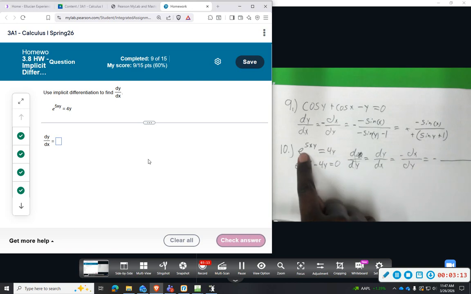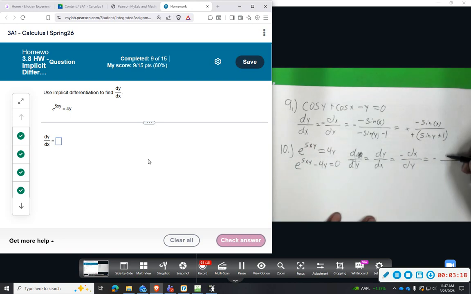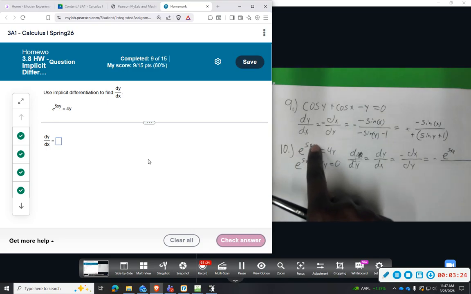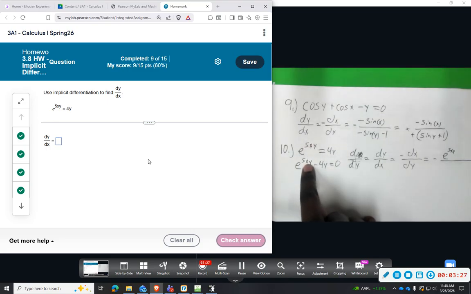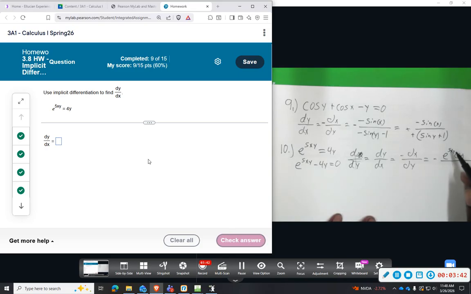This is going to give us the derivative of e to the x is just e to the x, so the same thing, e to the 5xy. And then you're using the chain rule, so the derivative of this part with respect to x. The 5y is treated as a constant, the derivative of x is 1, so we just get times 5y. So we get 5y e to the 5xy on the top, negative.